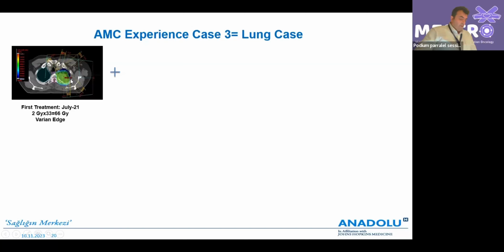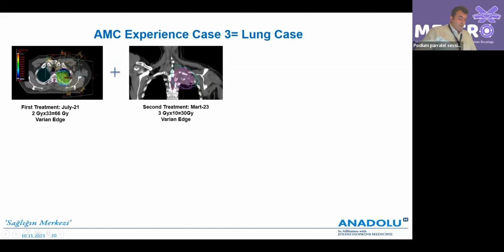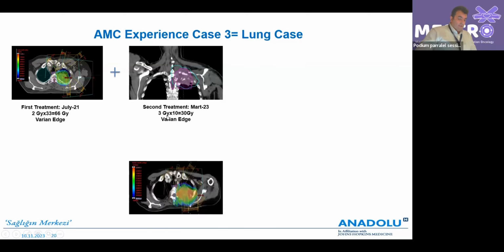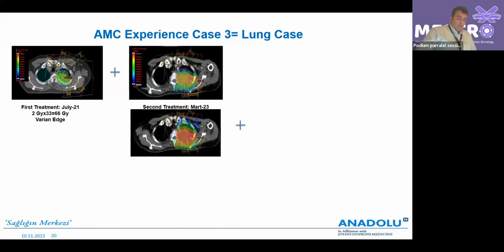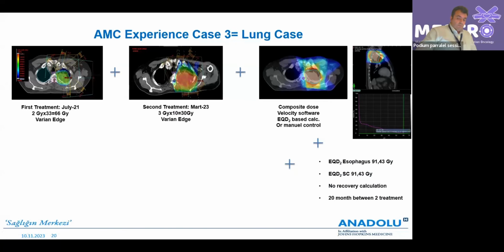So this is one of the cases we treated with Varian, and then after 2 years you see another local recurrence in the same area. The doctor prescribed 10 times 3 gray for this case. Then spinal cord and esophagus are really very important in this case. So what we did, we composite those in Velocity, and we checked the dose.